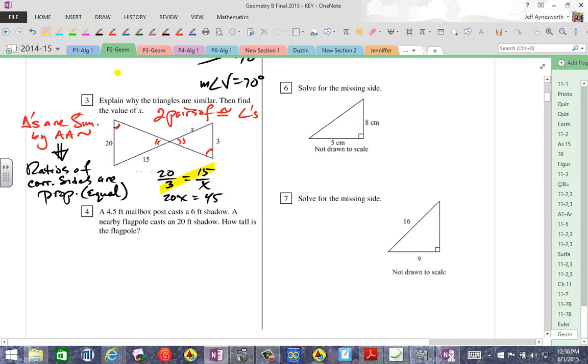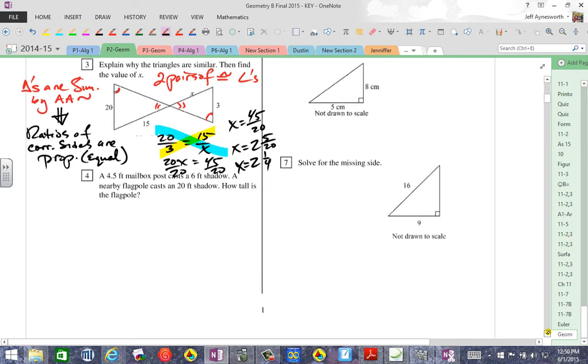Remember what cross multiply means. I have to multiply those two, and I have to set equal to these two. And then divide by 20. x is equal to 45 twentieths, which means, let me see, 20 divides into 45 2 times with 5 remaining. So 2 and 5 twentieths. That's 2 and 1/4. So x is 2 1/4, or if you left it as an improper fraction, it'd be 9/4.